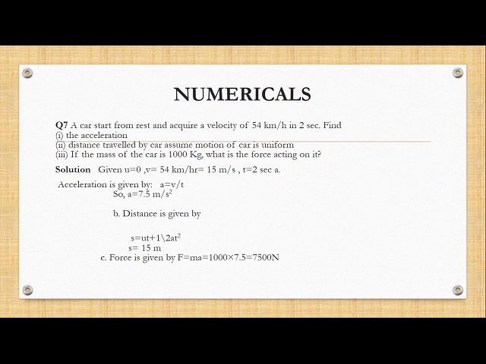Okay, next. A car starts from rest. That means initial velocity is 0. It acquires a velocity of 54 km per hour in 2 seconds. So what is the final velocity, children? 54 km per hour. Now this 54 has to be converted into meter per second. So we will multiply it by 1000 and divide it by 3600, right? And time is given. Now, children, by applying the first equation of motion, a is equal to v minus u upon t, we will get the acceleration. So here we get acceleration as 7.5 meter per second square.